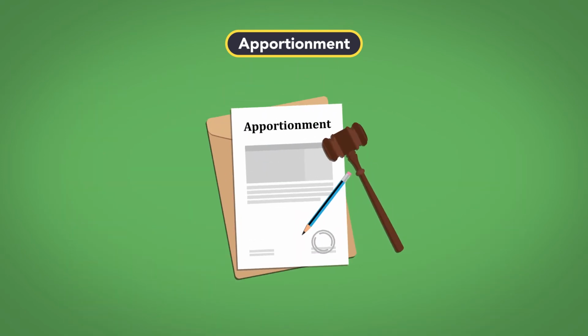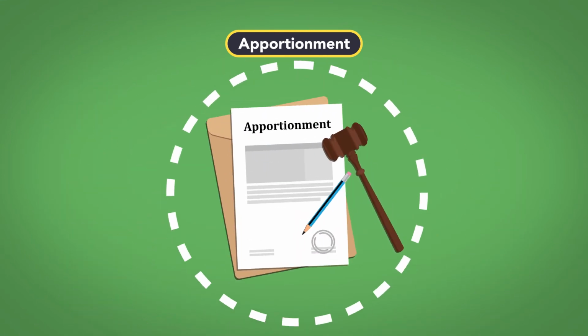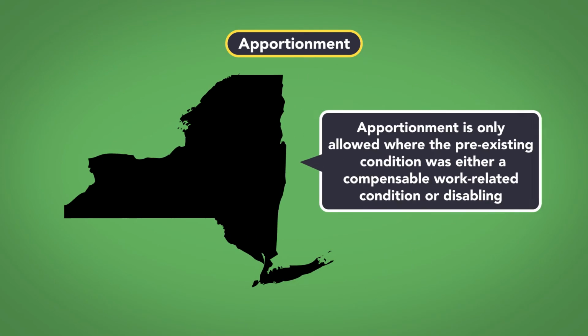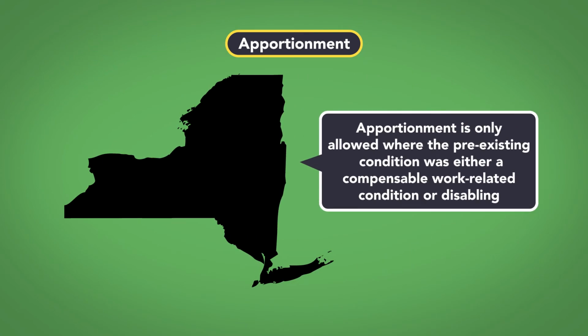Where apportionment is allowed, state law usually limits it to only pre-existing conditions of a specific quality. For example, New York law states that apportionment is only allowed where the pre-existing condition was either a compensable work-related condition or disabling, meaning more than merely symptomatic.